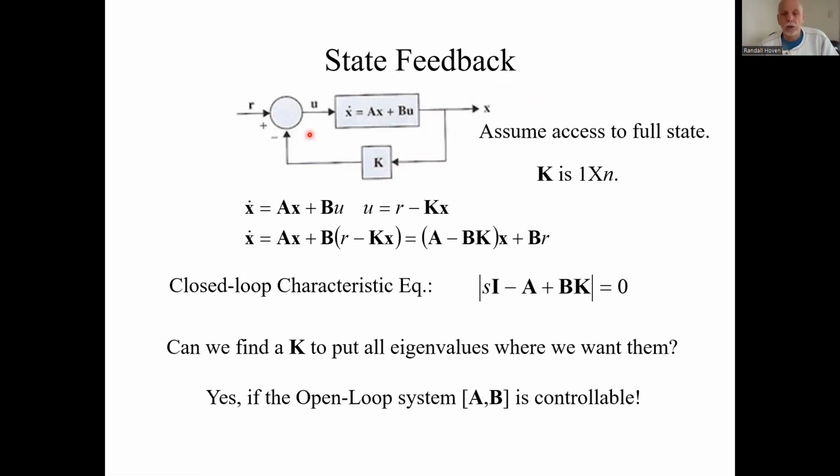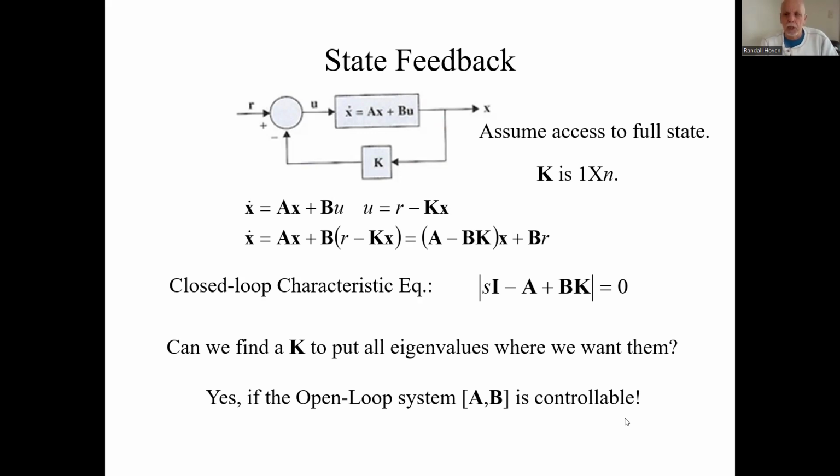Let's look at where the poles of this closed loop system are. Now here's just the state part. Now this input u is r minus k times x. Multiply that out, we have this new system. Its characteristic equation is this. Can we pick a k so that we place the poles of this closed loop system where we want them? And the answer is yes, if the open loop system is controllable.